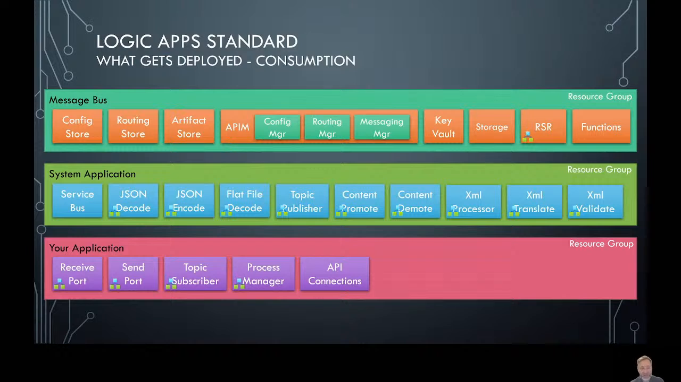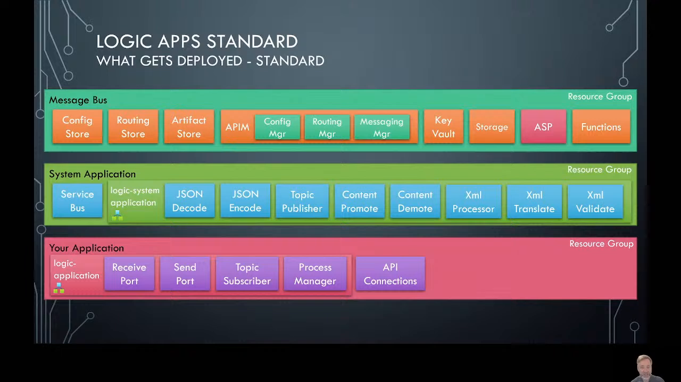Deployment, what's changed? In consumption, we have the message bus resource group with all the common stuff: your config store, routing store, APIM, all the rest. Then your system application, which has the BizTalk specific stuff: JSON decoder, encoder, flat file, the service bus we use for the message box. And then your application: the receive port, send port, the adapters, your orchestrations that are called process managers, and then the API connections.